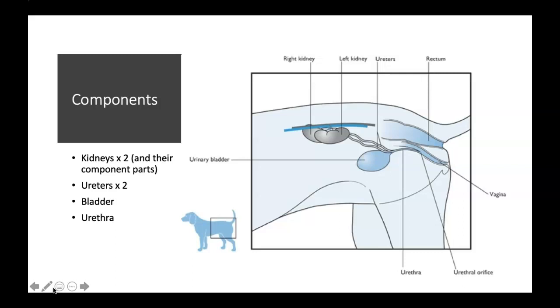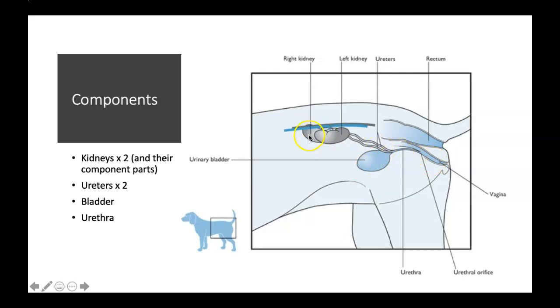The components of the urinary tract that we'll talk about are kidneys and their component parts, ureters, bladder, and urethra. And looking at this image here, this would be a good image to get to know. So we have the right kidney, the left kidney, the two ureters here, which are the tubes that run from the kidneys into the bladder. We have the urinary bladder, and then we have the urethra.